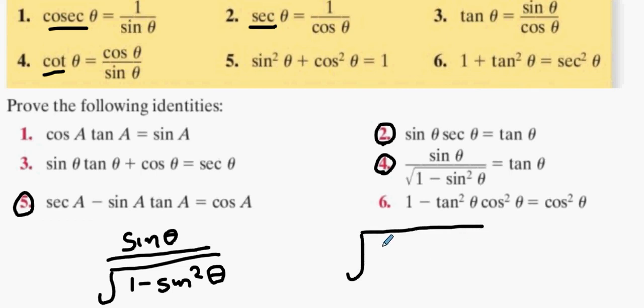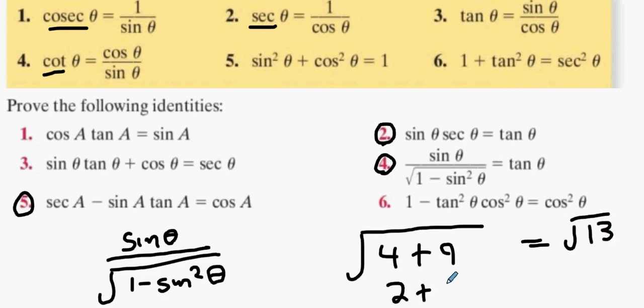What's the square root of 4 plus 9? It's the square root of 13. How many people thought you'd be allowed to do this? Did anybody think you'd be allowed to do 2 plus 3 equals 5? I know you're out there. Okay? You did think that, alright? Because I see this all the time.